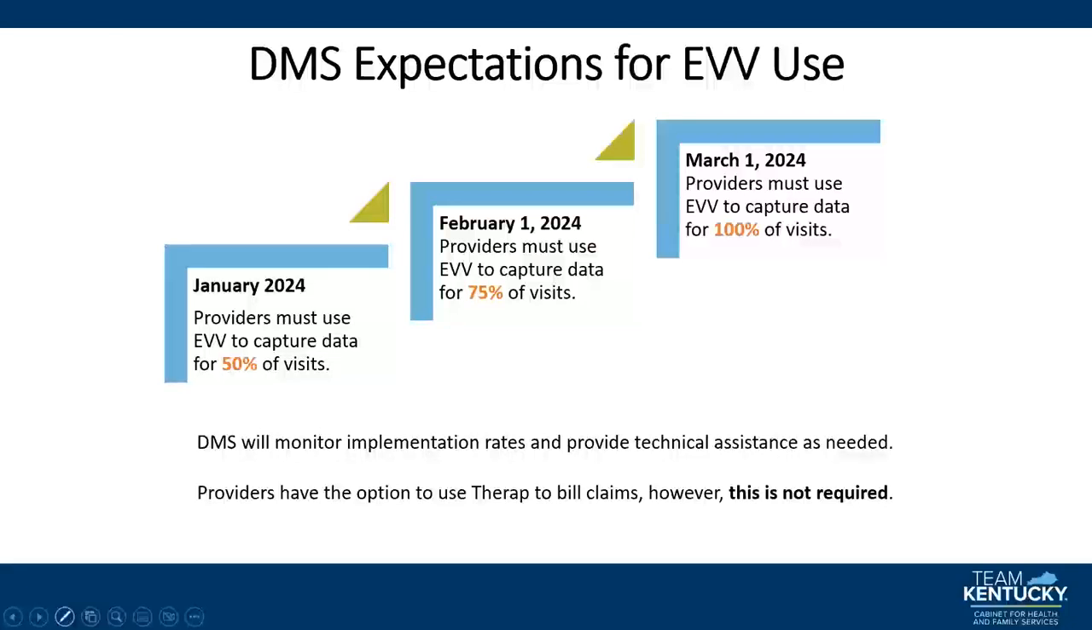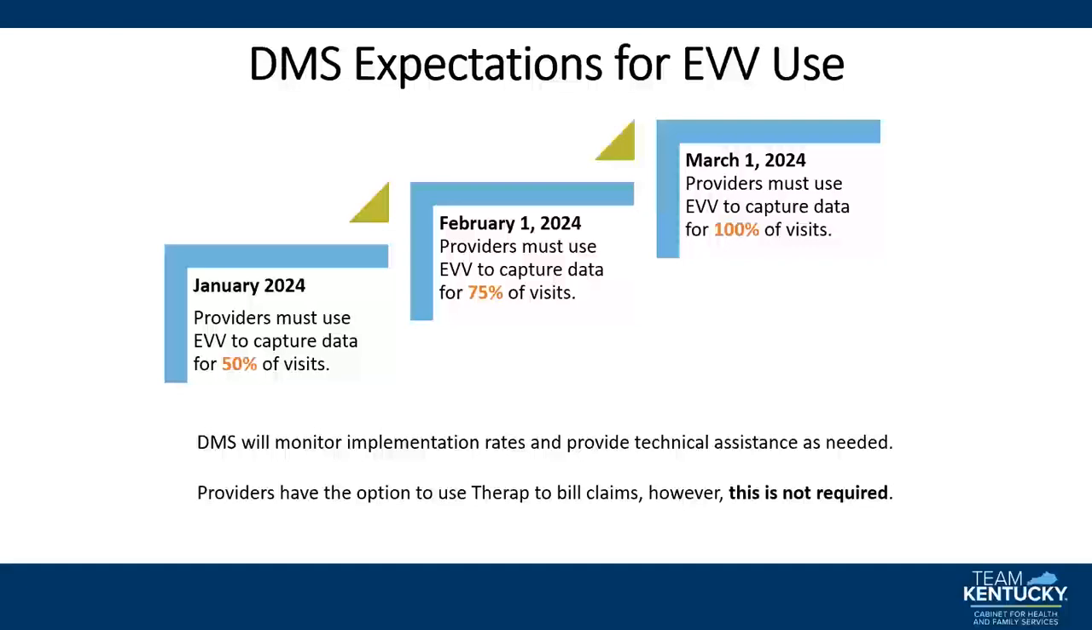So we are going to look at a tiered expectation for EVV use. We would like for providers to be capturing at least 50% of your visits in January, to step that up to 75% in February, and then up to the full 100% in March. Right now, we have the claims editing so that any visits that are billed in January and February will not get denied if there's not a corresponding EVV visit.